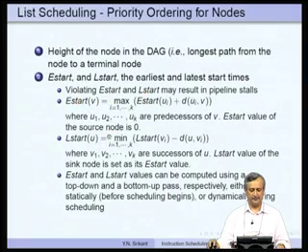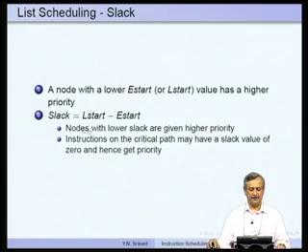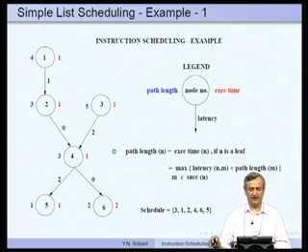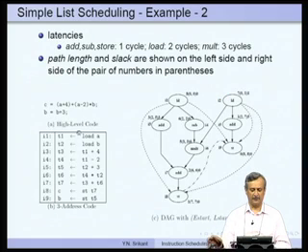So, our heuristic will always make sure that the slack, which is L start minus E start, is used as the priority. We make sure that the lower slack nodes are given higher priority, and it so happens on the critical path possibly the slack would be 0 and they get the maximum priority. So, let us see how these E start and L start values are computed for a non trivial example.